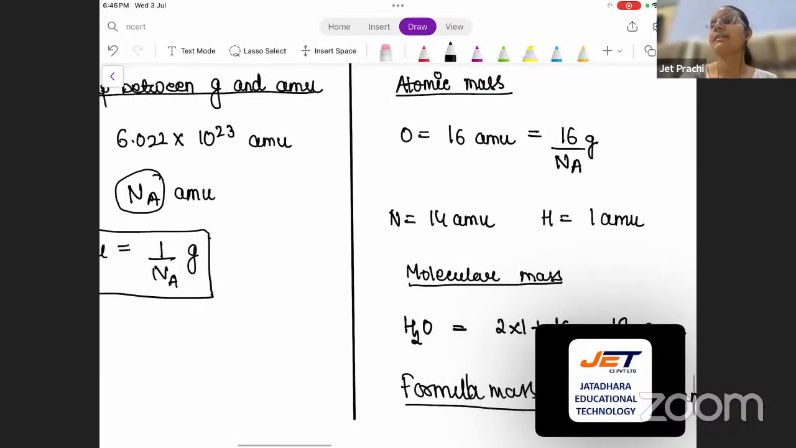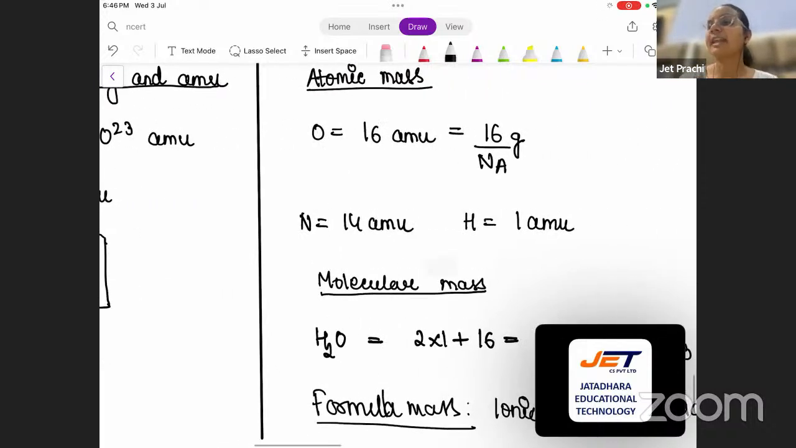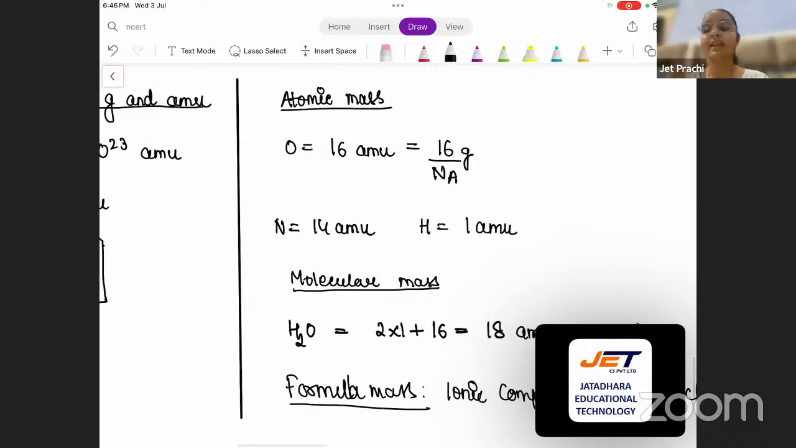Now, we know that atomic mass is the mass of one atom. So for oxygen, it will be 16 AMU. Now, if I want to write it in grams, then how will we write? We will write 16 divided by Na grams. Similarly, we can write for nitrogen. In AMU, the mass of one atom of nitrogen will be 14 AMU. For hydrogen, it will be 1 AMU.